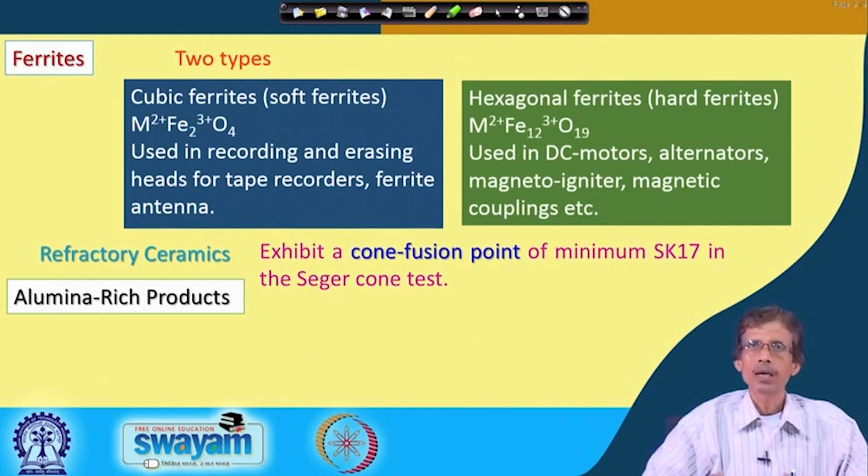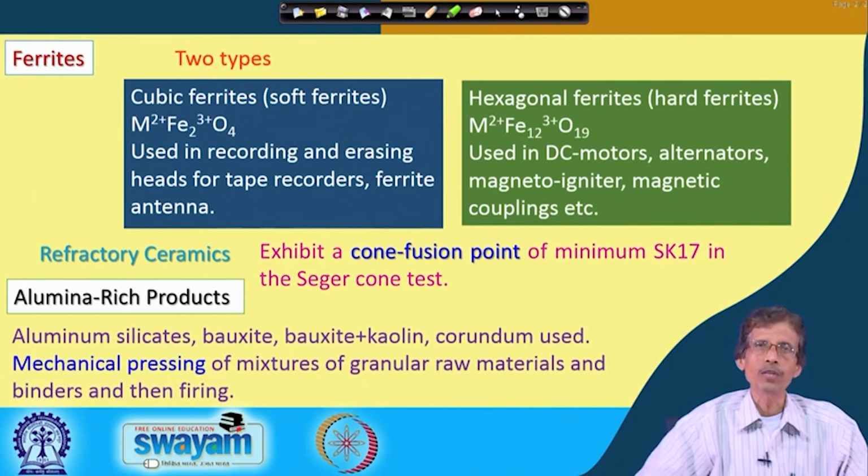So, what are those refractory ceramic products? Chemically, the composition is basically alumina rich. That means the more Al2O3 you have in this material, the higher the temperature it can withstand. Only with the introduction of more alumina, that means the ratio of alumina should be more, while you make the refractory ceramic material. So, what are those raw materials?